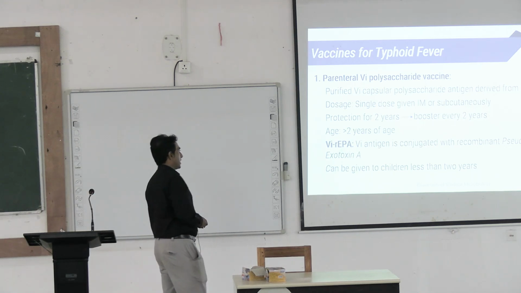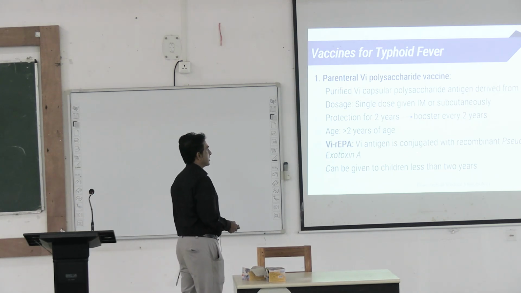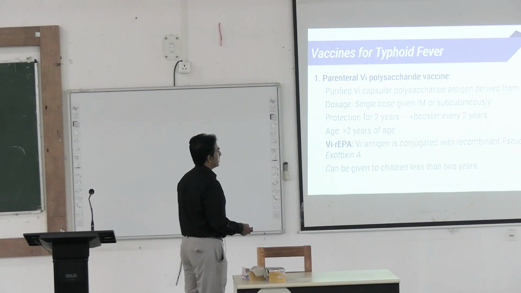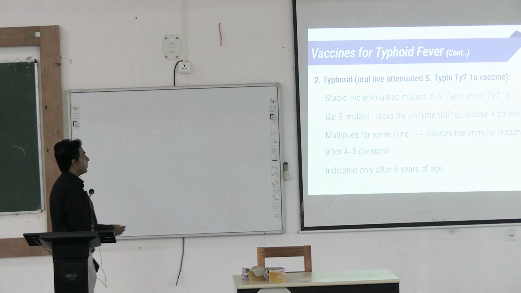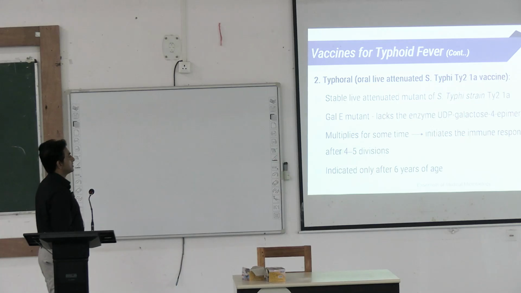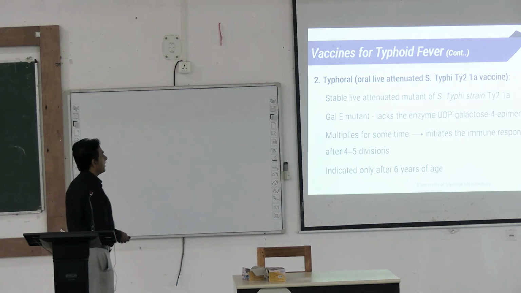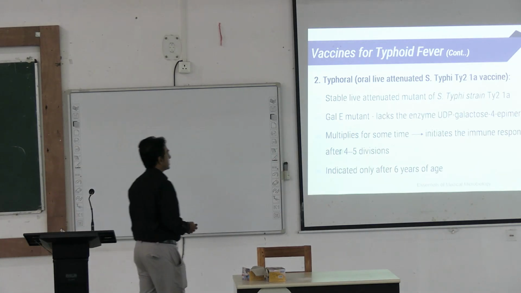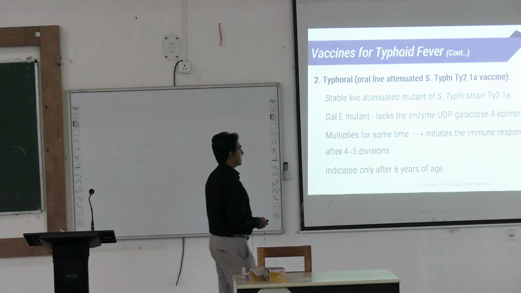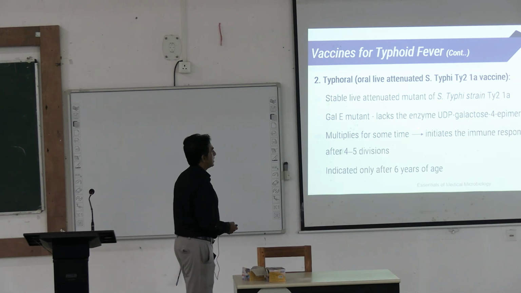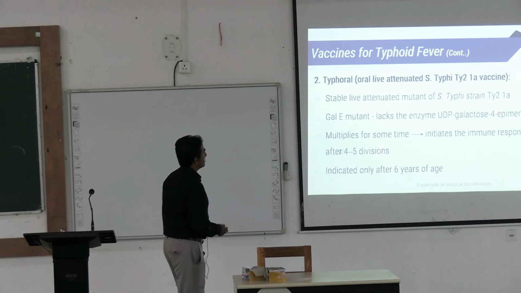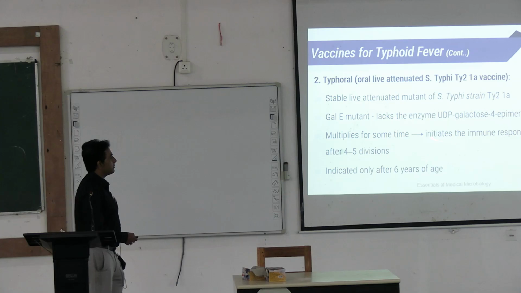Or the Vi-rEPA vaccine, where the Vi antigen is conjugated with the recombinant Pseudomonas aeruginosa exotoxin A. This can be given to children less than 2 years. Typhoral, or the oral live attenuated Salmonella typhi Ty21a vaccine. Here stable live attenuated mutant strains of Salmonella typhi Ty21a are used. This is a galE mutant. This lacks the enzyme UDP galactose 4 epimerase. This multiplies for some time, initiates the immune response but self-destructs after 4 to 5 divisions.